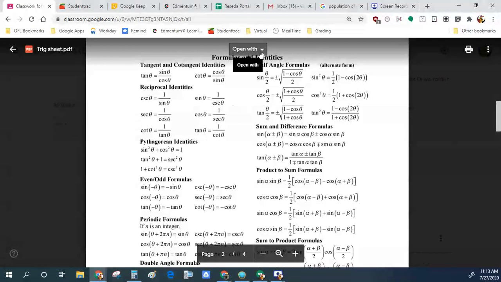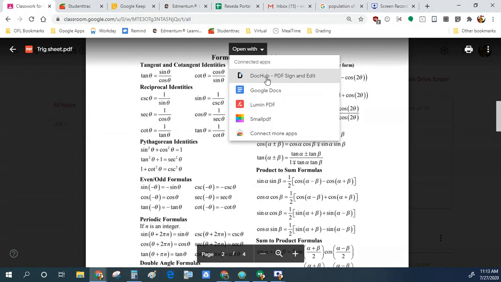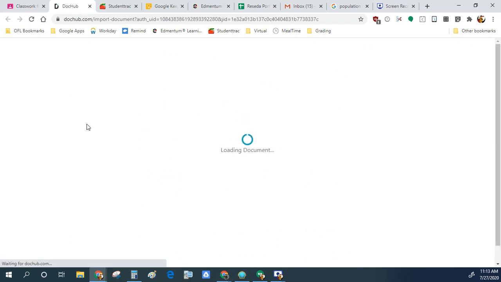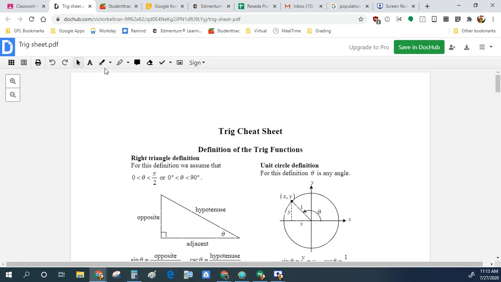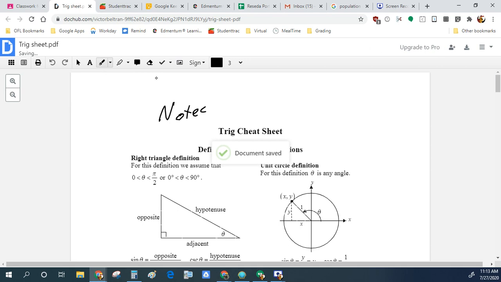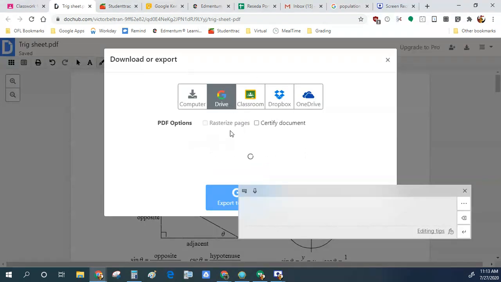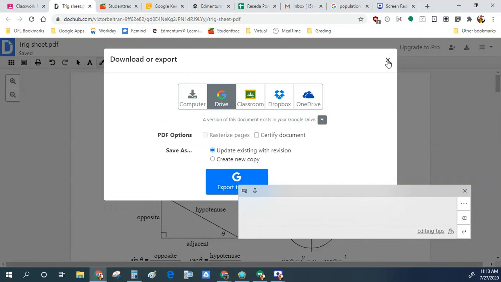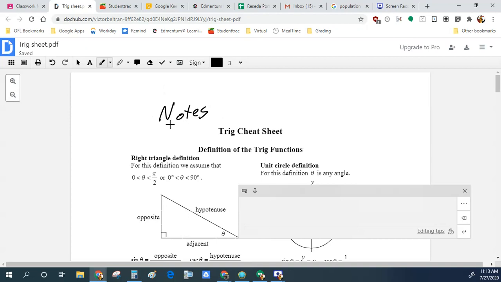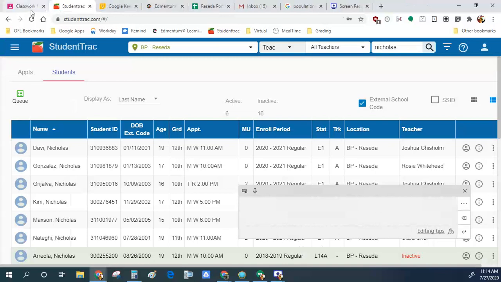And if you have a printer, print them out, make notes. If not, what you can always do is put Doc Hub on your Google Drive. If you open it with Doc Hub, as soon as it loads up, you can use a pen to freehand write notes on it. And then you can put it into your Google Drive after you write some notes on it, and you can always open it again with Doc Hub. So I like using Doc Hub just to be able to write notes on PDFs. Close that for now.